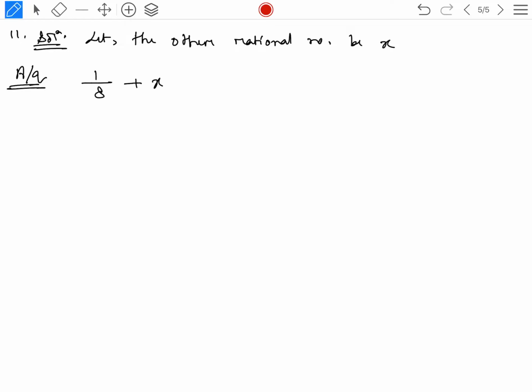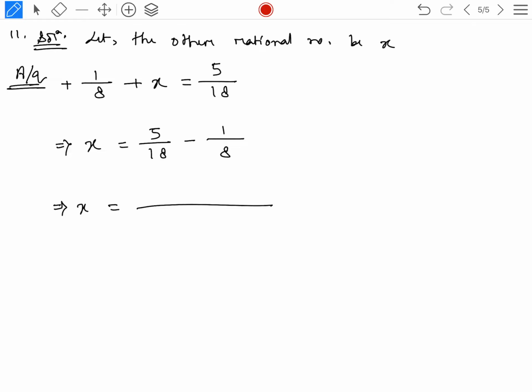That means 1 by 8 plus x, two rational numbers, and the result we are getting is 5 by 18. We need to find x. While solving such equations, we need to put the alphabets on the left hand side and the numbers on the right hand side. So if we take 1 by 8 to the right hand side, since there is a positive sign here, it will become negative, minus 1 by 8.